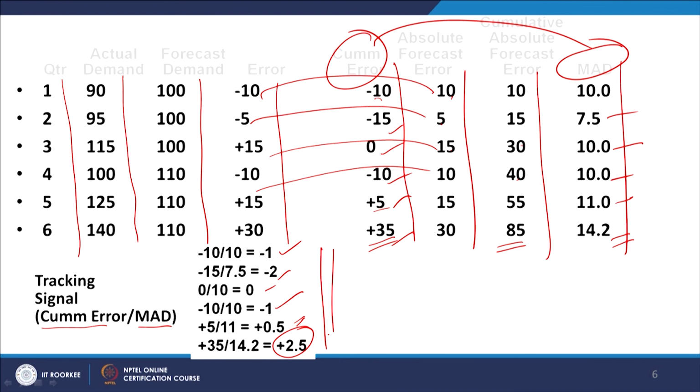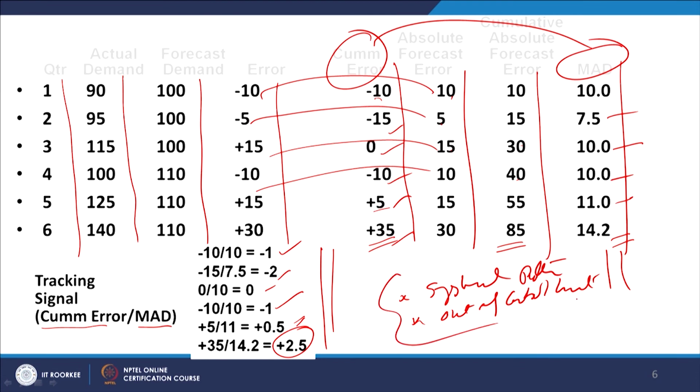These are plotted in control charts to see if they are within the limits or going beyond the limits, or showing a particular kind of pattern instead of random variation in the tracking signal value. If there is some systematic pattern or the values go beyond the control limits, then this indicates that there is a problem with the forecasting, and we need to look into the way by which it is being done.